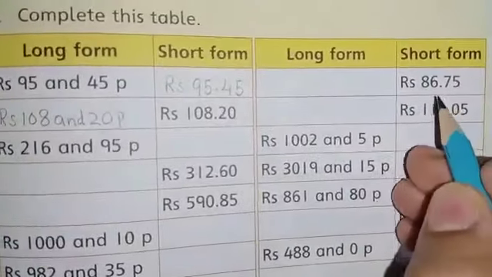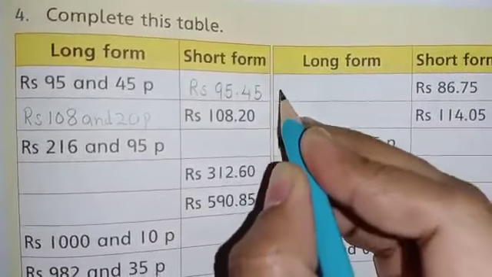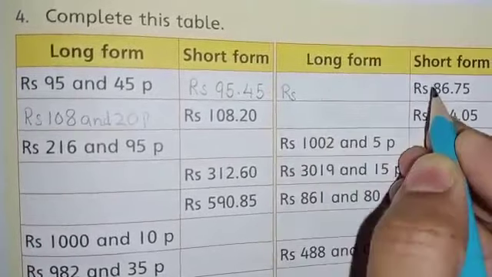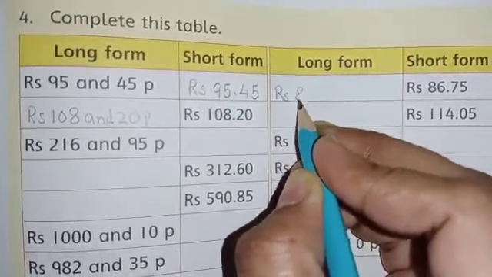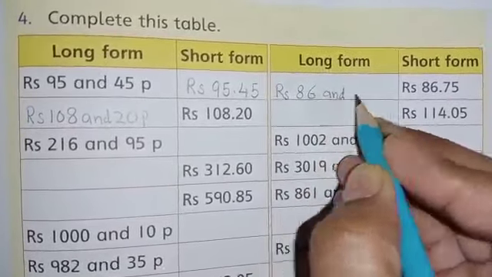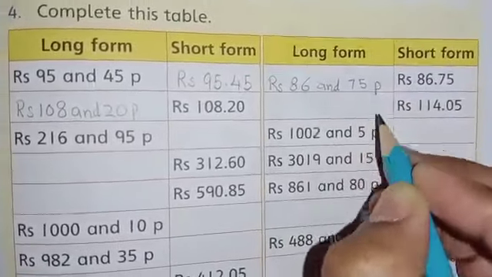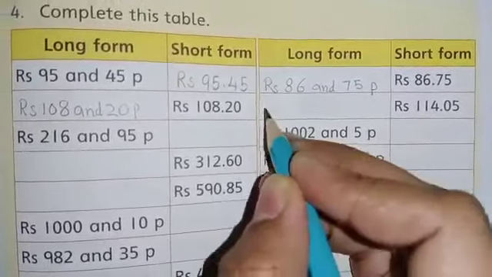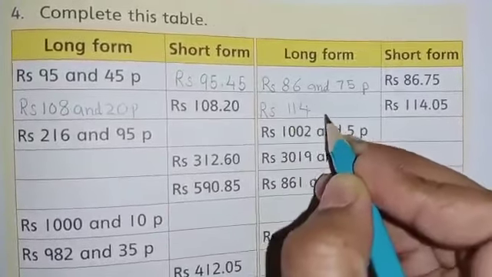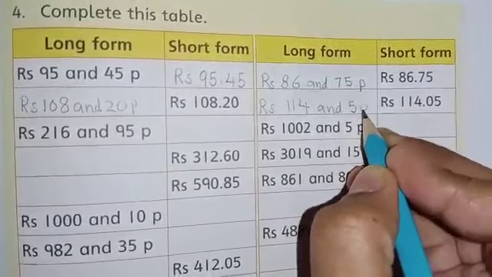Now look at this. Here we have the short form rupees 86.75. We have to write the long form. First, before the point, it is rupees, so 86. And how many paisas? It's 75 paisas. Again, rupees 114 and 5 paisas.